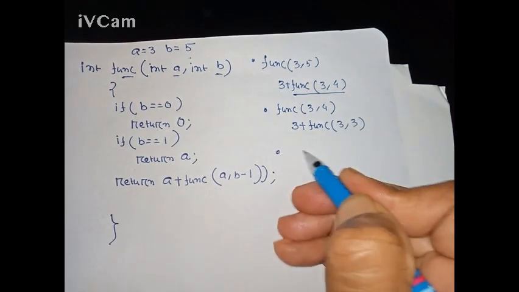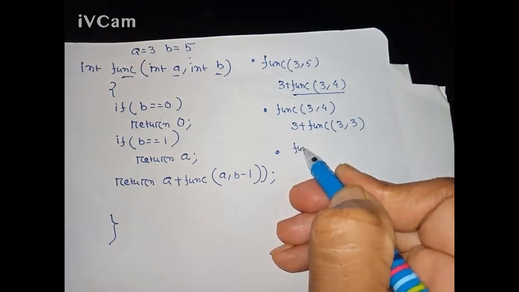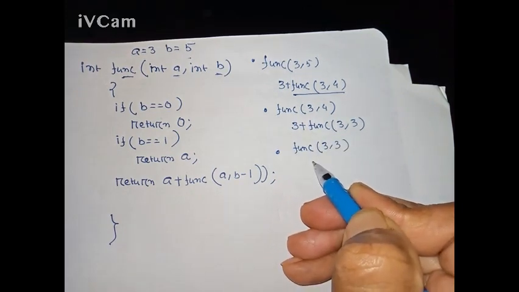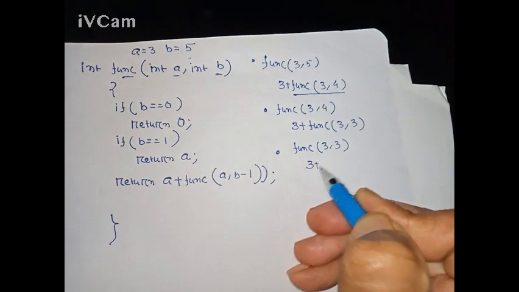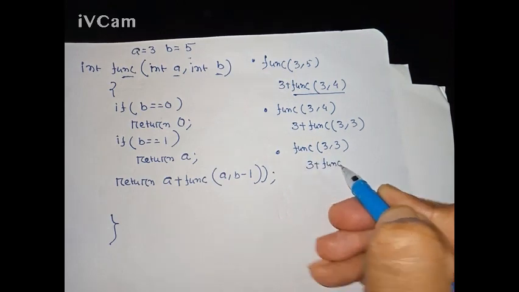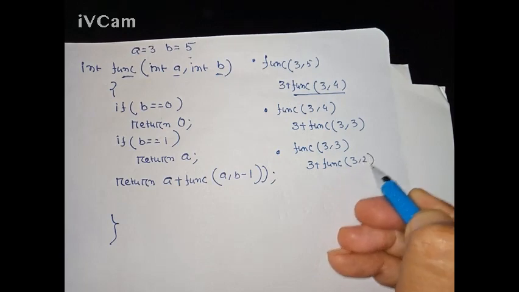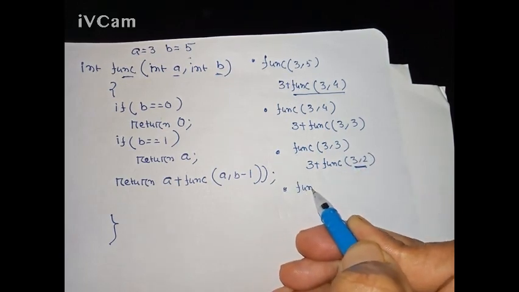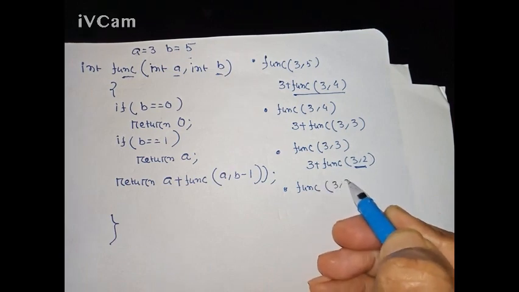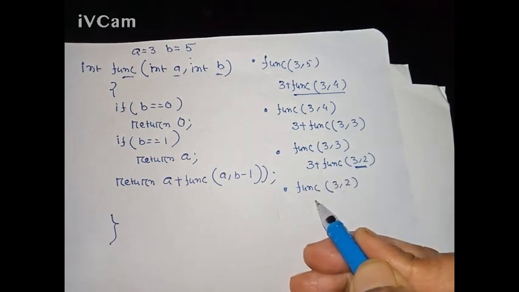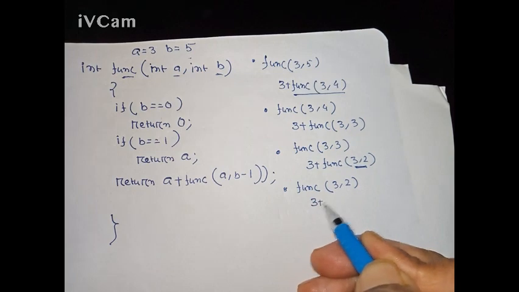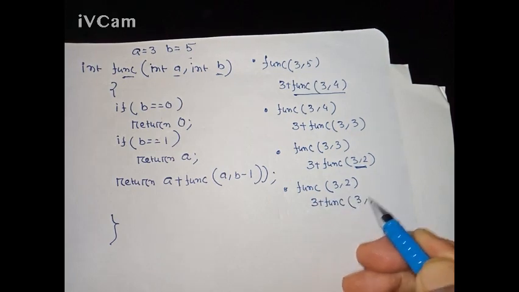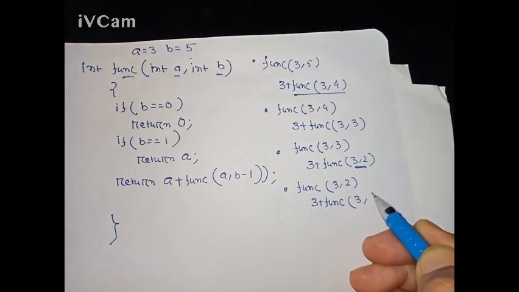So we don't know the meaning of fancy 3 comma 3, so it will call fancy 3 comma 3 again, and it will return 3 plus fancy 3 comma 2. We don't know the value of fancy 3 comma 2, so it will call the fancy function again. This one is 3 comma 2, and it will return 3 plus fancy(a, b minus 1), that is 3 comma 1.